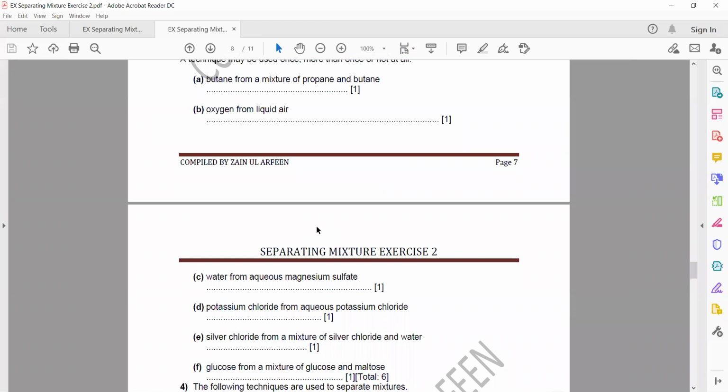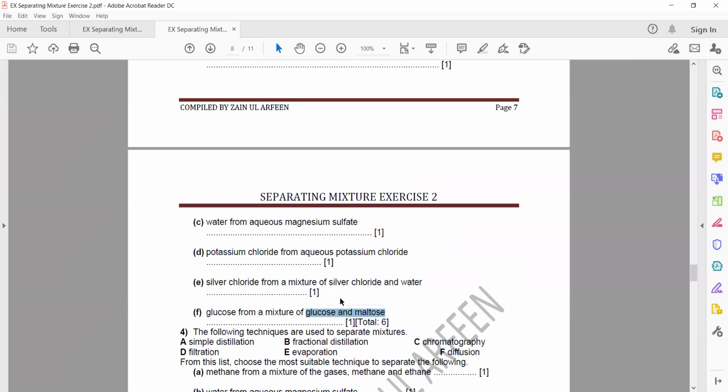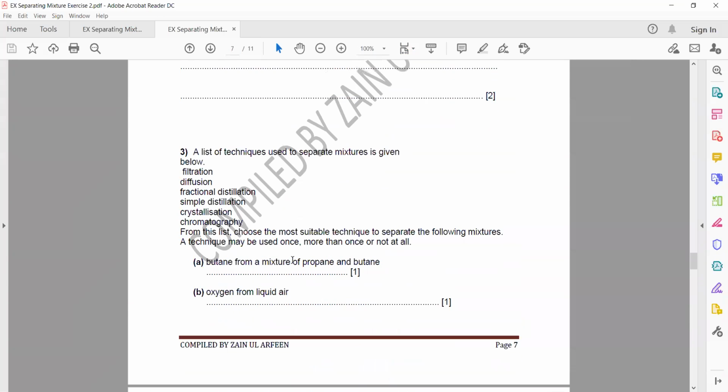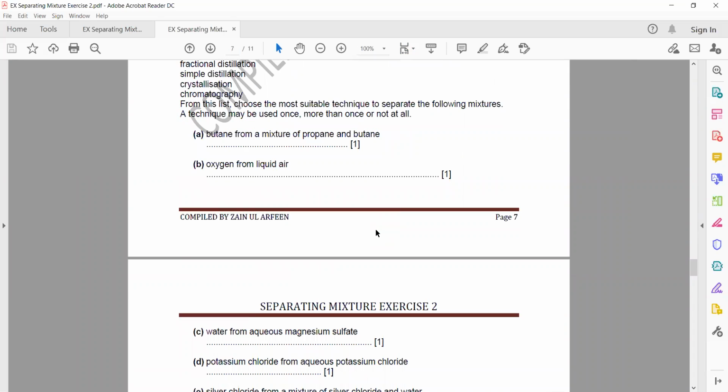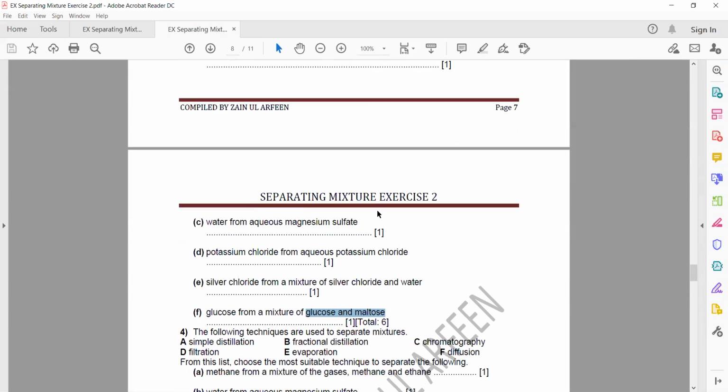Glucose from a mixture of glucose and maltose. So we can use chromatography for this, as with the amino acid mixture.